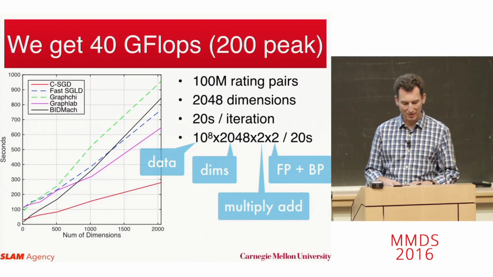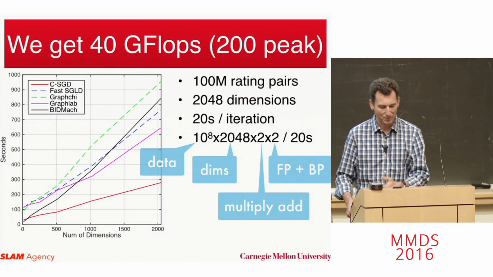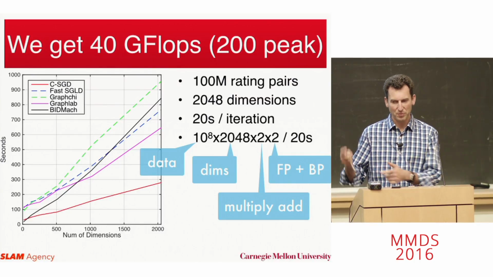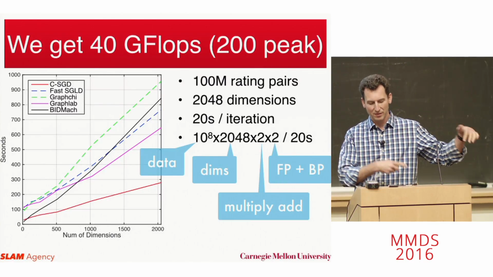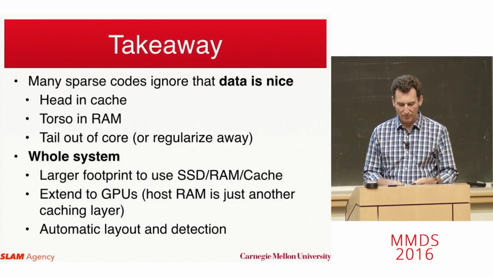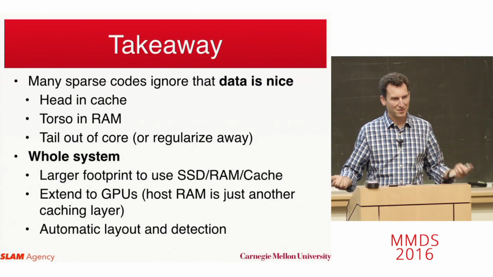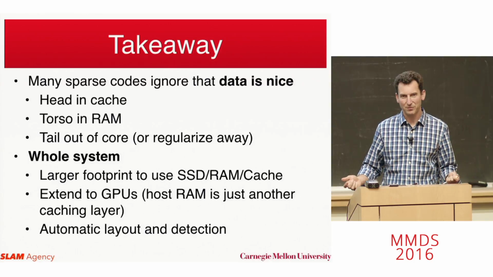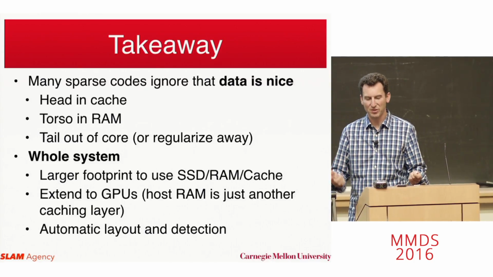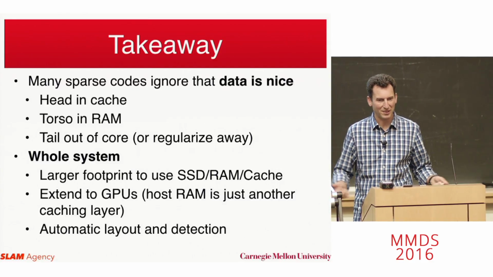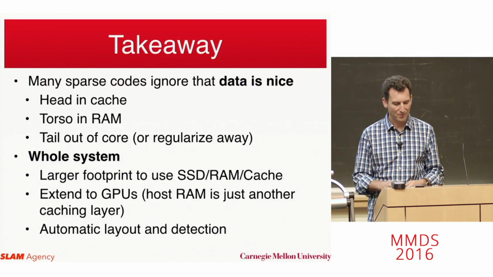Basically, what you can easily see is you get data times dimensions times the fact that you have multiplies and adds, and they count separately, and then the forward prop and back prop equivalent operation, basically computing the rating and then doing the updates. So, takeaway from this is a lot of sparse codes that are written for linear algebra first and foremost ignore the fact that machine learning data is special. Machine learning data is really a lot nicer than your run-of-the-mill generic sparse data.